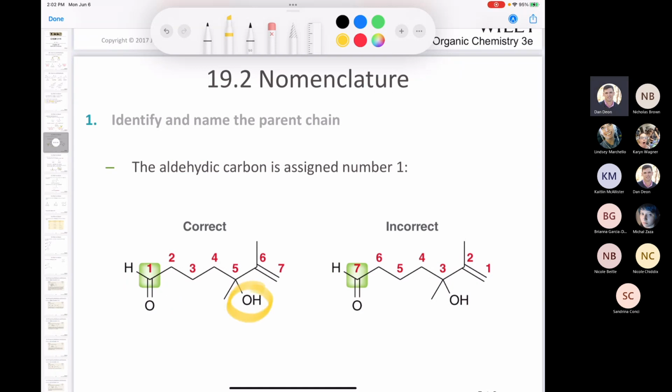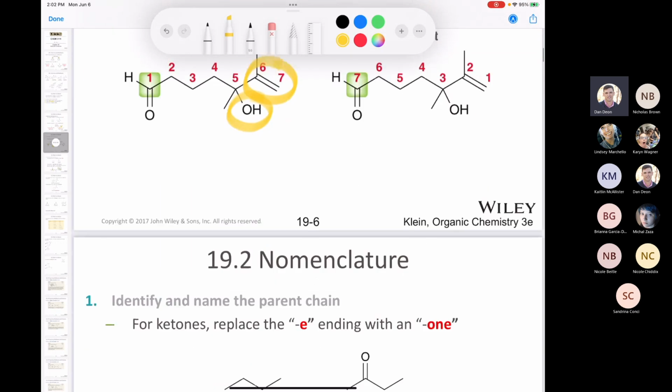And even if you have an alcohol or an alkene, the carbonyl takes precedence over any of those functional groups, like alkenes or alcohols or alkynes. So I don't ask a lot of questions about polyfunctional compounds. However, it's in the book, so I thought I would mention it.